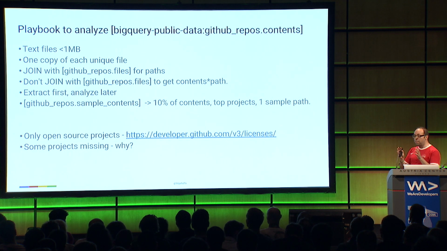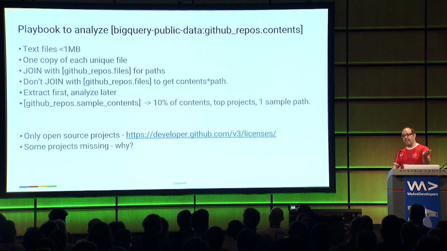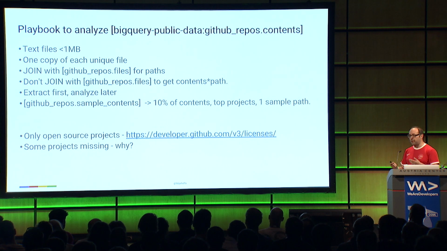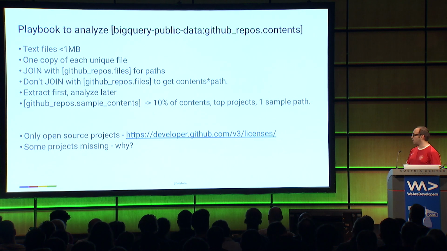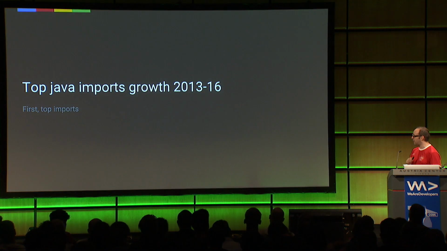My biggest recommendation here is extract first. If you only want to analyze Java code, extract all of the Java code first, and then your free terabyte each month will last a lot longer. And I already did that for you in many cases. If you need more, feel free to ask me. I'm on Twitter. I will be very happy to create more extracts. And we only have open source projects where we know that they have a valid open source license.